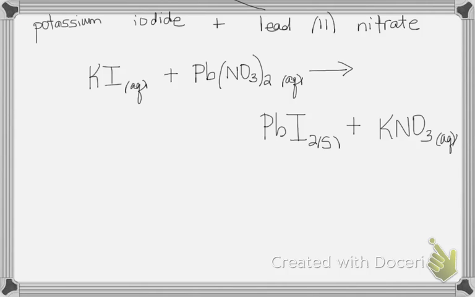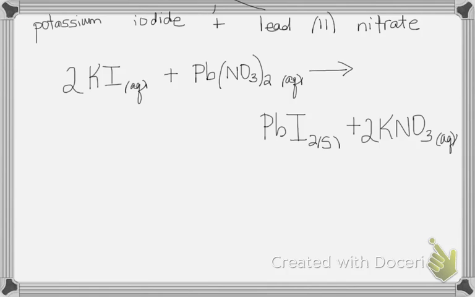Okay? We're going to do a couple more of these. That's not balanced. How do you balance that? Can y'all do it real fast? Are y'all getting really good at balancing? I hope so. You have to put a 2 in front of potassium, right? The 2 on the KI and the 2 on the KNO3 will balance it, yes?